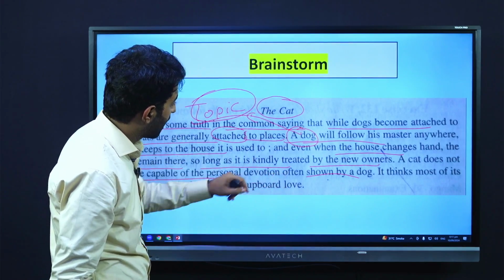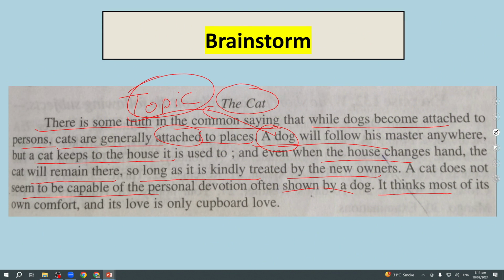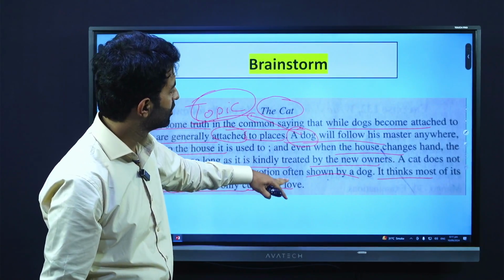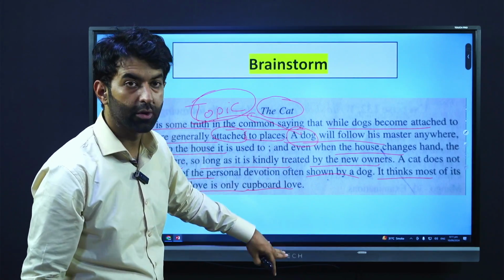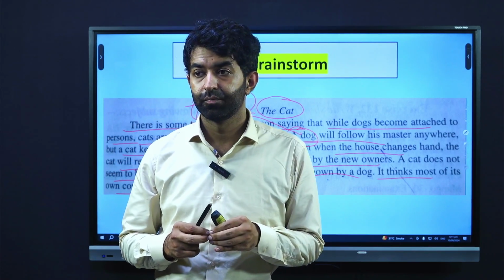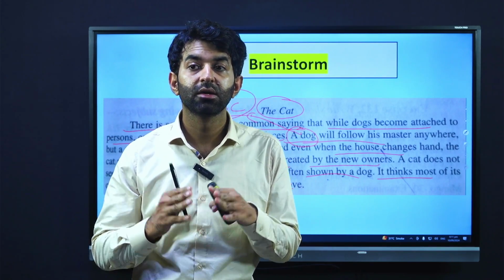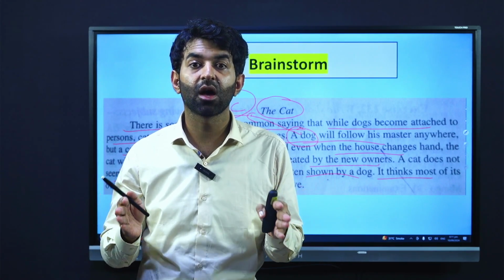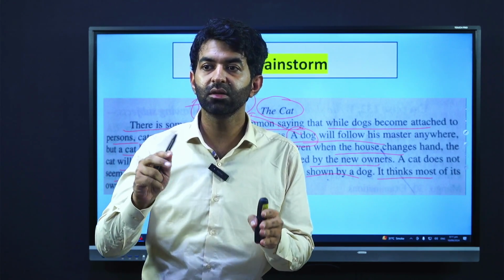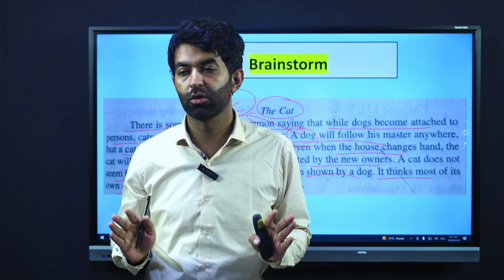Now, it thinks most of its own comfort and its love is only cupboard love. So, and now you can see that it is concluded. So, any paragraph is containing sentences, and these sentences are arranged in a logical order. Topic sentence, supporting details and your conclusion.